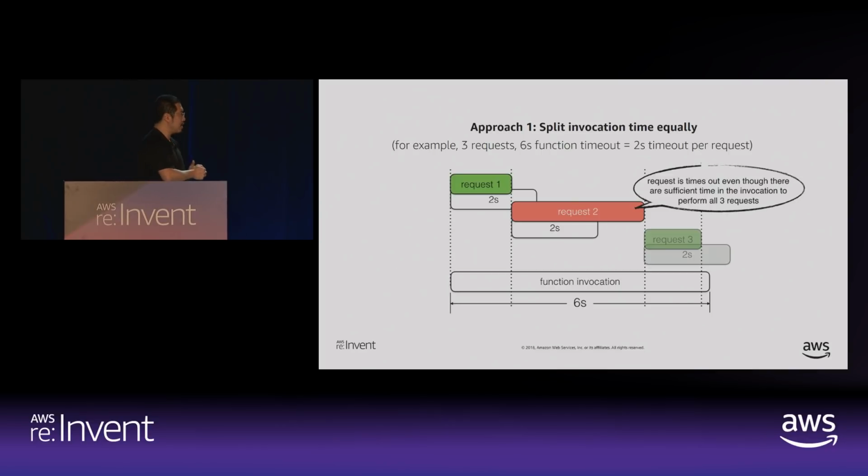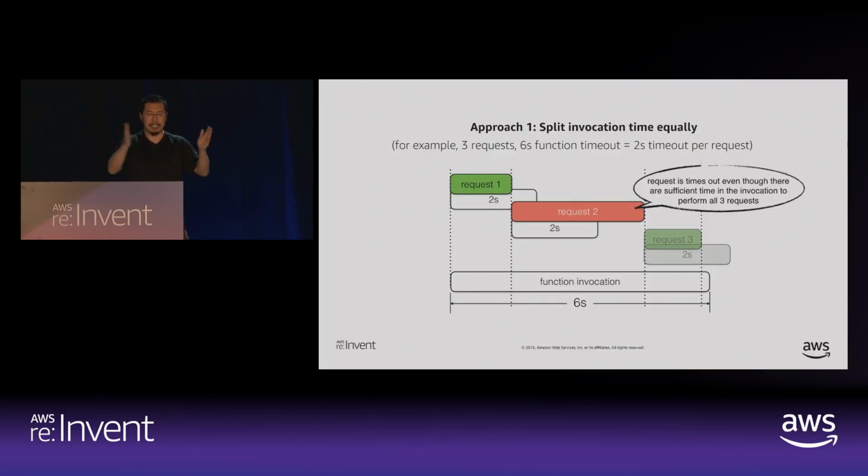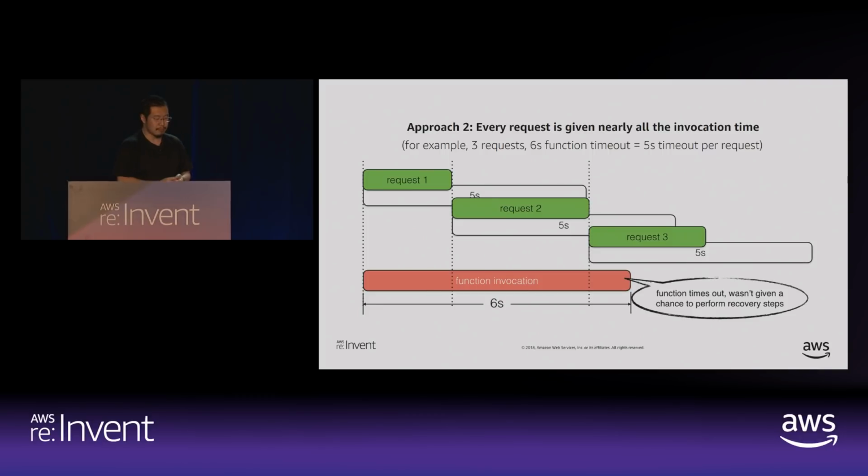One is such that I've got a function with a 6-second timeout, and I'm making 3 different API calls. So I'm going to divide my 6 seconds equally so that every request gets 2 seconds. And in this case, I can see that overall, we've got enough time to make all 3 requests, but because one of the requests took longer than 2 seconds, it gets timed out. So we're not giving our request the best chance to succeed here.